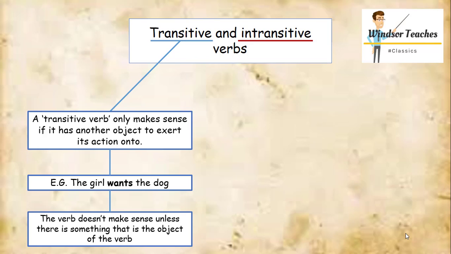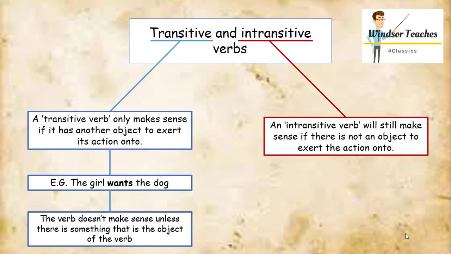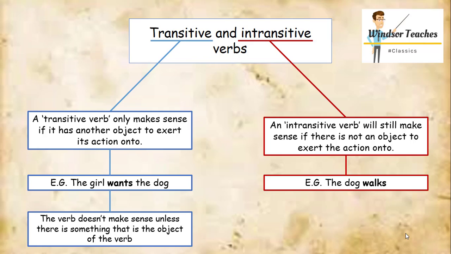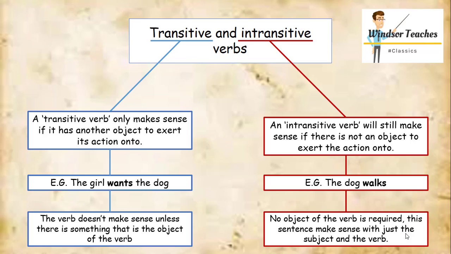And so intransitive is the opposite of that. An intransitive verb will still make sense if there is no object to exert the action onto. So for instance, the dog walks. This is a perfectly complete sentence in and of itself. If you say the dog walks, yeah, it perhaps doesn't flow very well in organic conversation, but no one is thinking, well, where does the dog walk? The dog walks by itself is a perfectly complete sentence. No object of the verb is required. This sentence makes sense with just the subject and the verb.